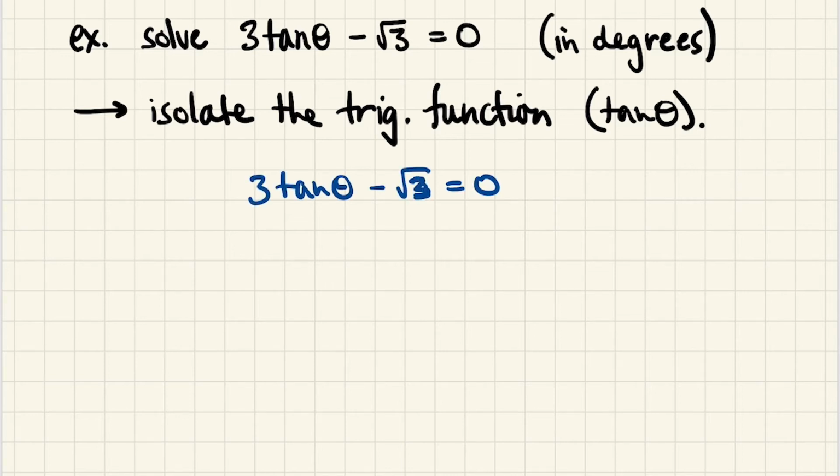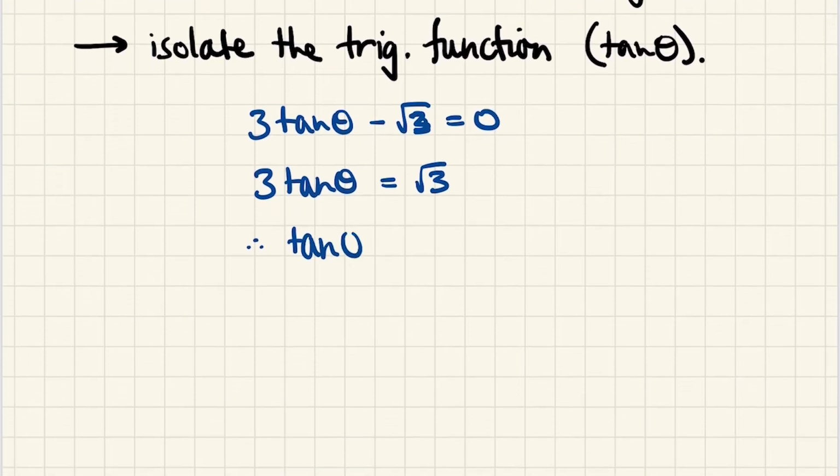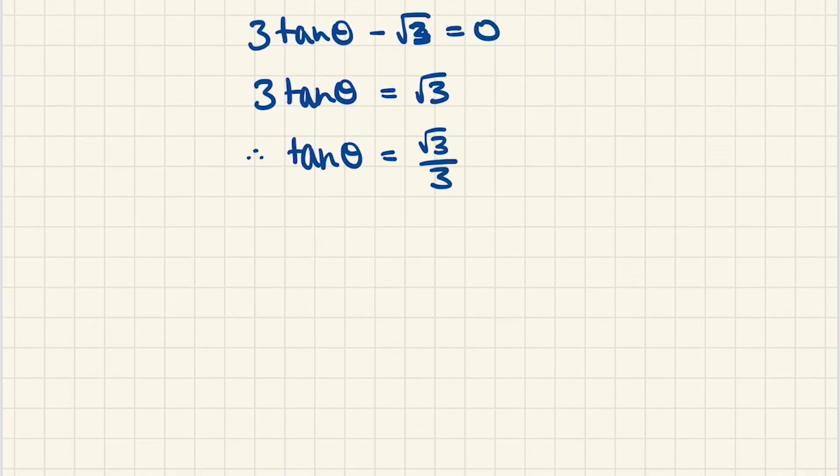All right, there's the original equation. So let's start by adding the square root of 3 to both sides. And now we have this. We'll just divide by 3 on both sides. And that will have tangent isolated. Okay, once you have the trigonometric function isolated, the next thing we do is we list the specific solutions between 0 and 2 pi. Although here we're solving in degrees, so it'll be 0 to 360 degrees.